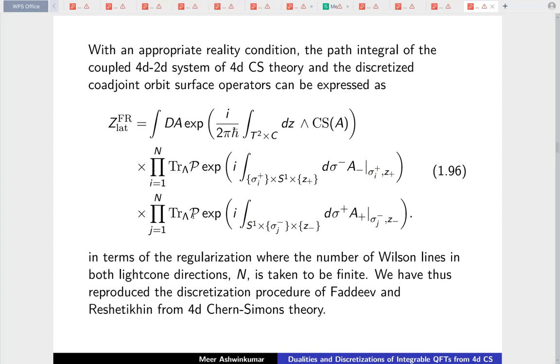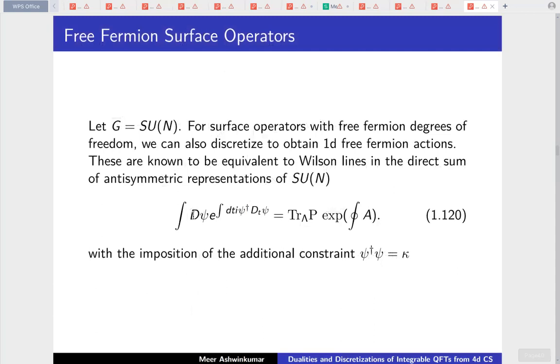As I showed you earlier, the chiral free fermion surface defects give rise to the massless thirring model. So what one can do is discretize the chiral free fermion surface defects to give us 1D free fermion actions. And the quantizations of these 1D free fermion actions are well known. They are known to be equivalent to Wilson lines in the direct sum of antisymmetric representations of the gauge group SU(N). So what one finds is a reducible representation.